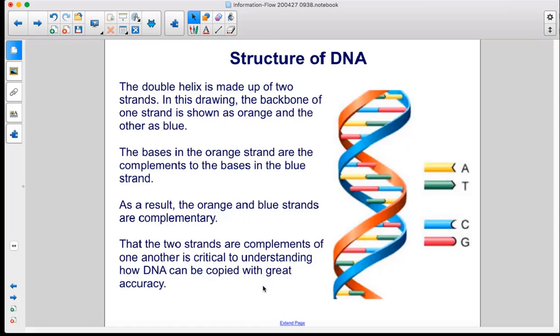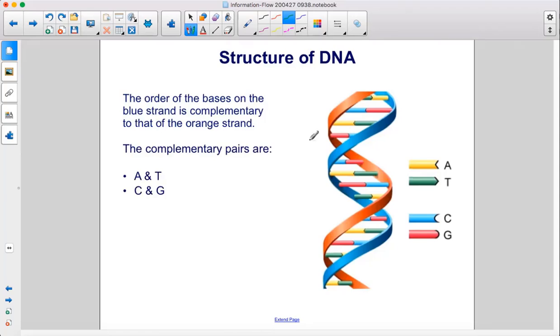That the two strands are complements of one another is critical to understanding how DNA can be copied with great accuracy. The order of the bases on the blue strand is complementary to that of the orange strand. The complementary pairs are A and T and C and G.